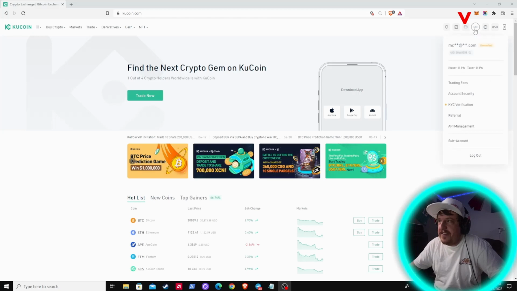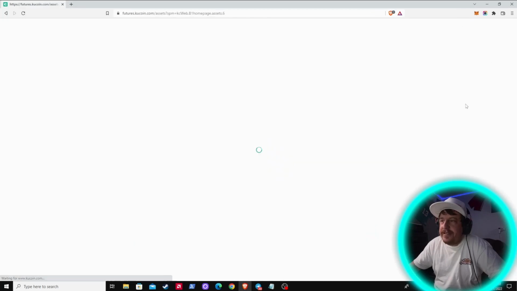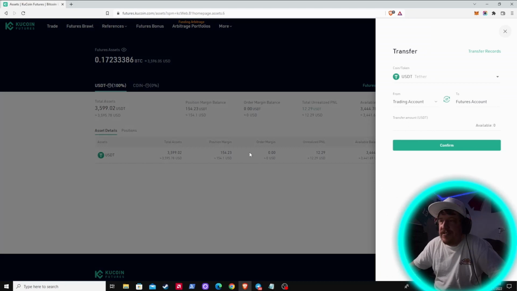Just to the left of your initials with the circle around it, there's this little credit card looking thing. Go down to where it says futures account, and then click where it says transfer. It's going to bring up this little menu on the right that says transfer what. For me, it'd be USDT. Now down here, you can click where it says trading account. This is where you're picking where you're transferring it from.